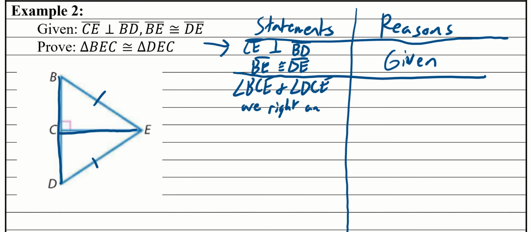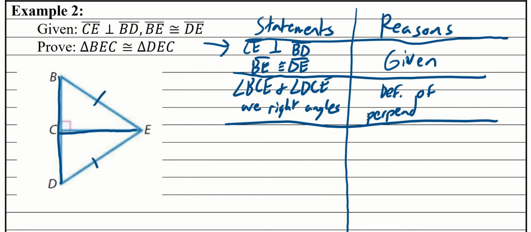So anytime I see that 2 lines are perpendicular, this should always be my first step. Just state the fact that they're right angles. And how do I know that, or what's my reason for that? That's just what it means for 2 lines to be perpendicular. So I'm going to say definition of perpendicular lines.